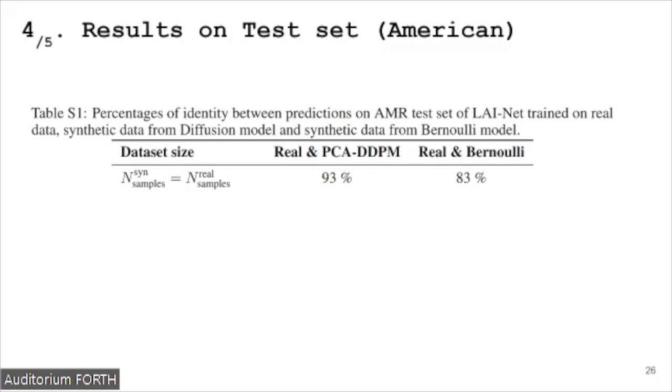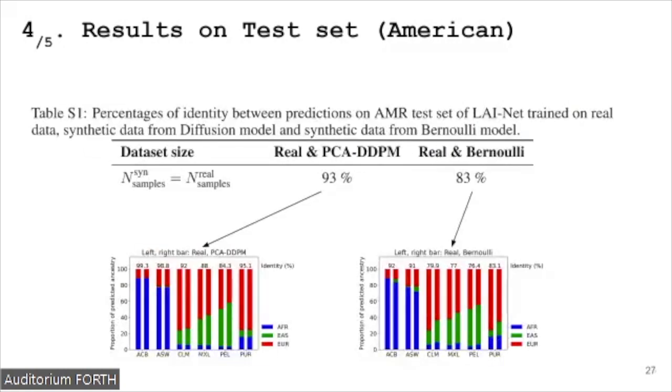And we can see that for both models, the alignment is pretty good. And it's less good for the model trained on the real data and the Bernoulli data, the data coming from the Bernoulli model. And in particular, we can go into more detail about these numbers. We can plot the proportion of predicted ancestry for each population within the American continents. And so we can also show the percentage of identity for this population. And we can see that it's lowest for the Mexican and the Peruvians. And also that the model trained on the synthetic data is making more predictions for the East Asians.